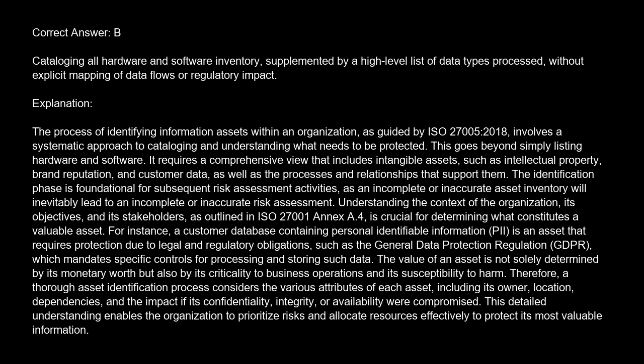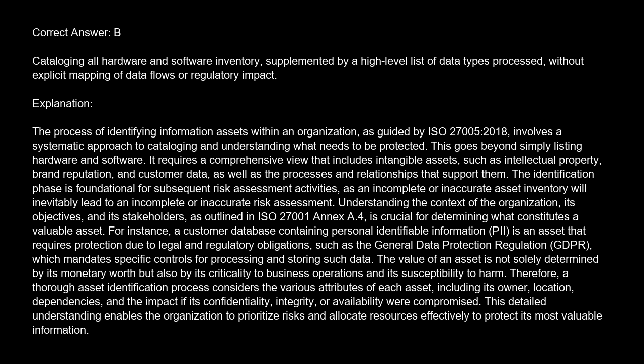Explanation: the process of identifying information assets within an organization, as guided by ISO 27005/2018, involves a systematic approach to cataloging and understanding what needs to be protected. This goes beyond simply listing hardware and software. It requires a comprehensive view that includes intangible assets, such as intellectual property, brand reputation, and customer data, as well as the processes and relationships that support them.